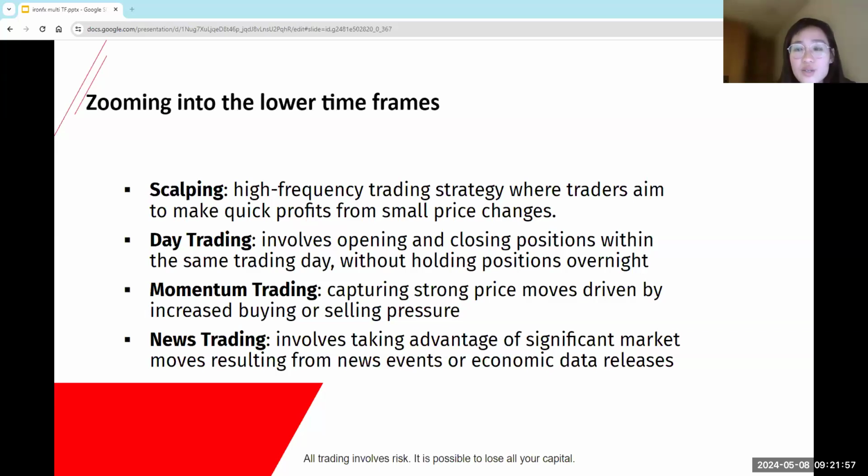And lastly is news trading. So this involves taking advantage of significant market moves resulting from news events or economic data releases. So traders closely monitor news announcements and enter positions based on the impact of the news on the market. They aim to capitalize on the price volatility and rapid market reactions that occur immediately following news releases. So it really depends on your own time schedule or your trading schedule and what fits your lifestyle.